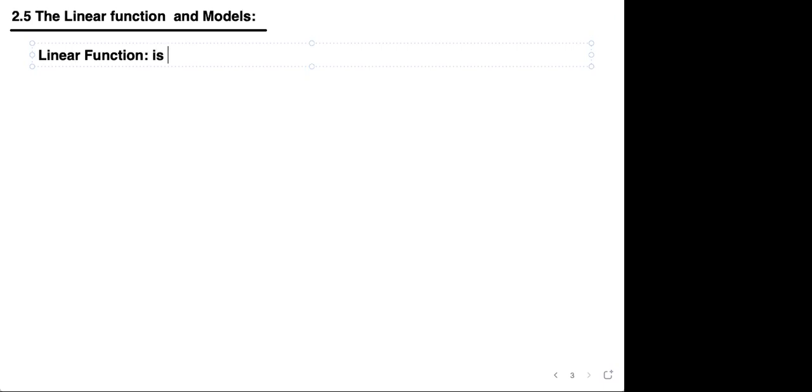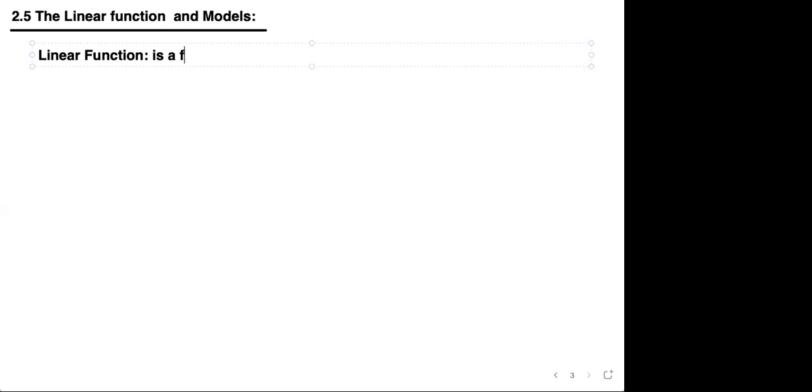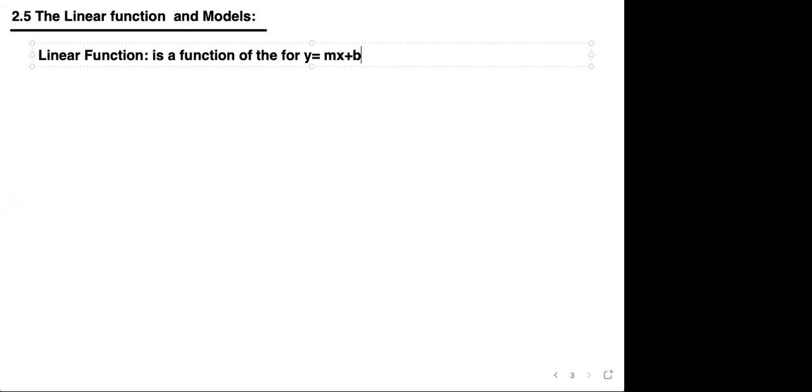A straight line, but what is the formula for the function? y equals mx plus b. Again, the form y equals mx plus b. This is correct.